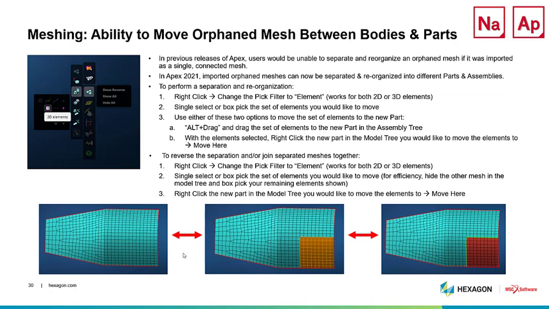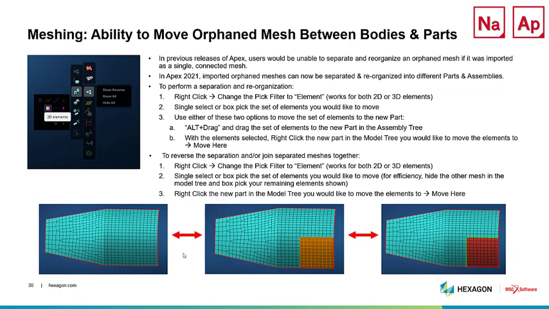And if you want to separate and reorganize that and it was an orphan mesh, you couldn't do that before, okay? You were unable to separate and reorganize an orphan mesh if you imported it as a single connected mesh. Well, now you can, okay? And that capability is here. Basically, what you do is you right-click it, you change your pick filter to element, you either box select it or you click them together, and you can alt drag or drag the set of elements to a new part in the assembly tree.